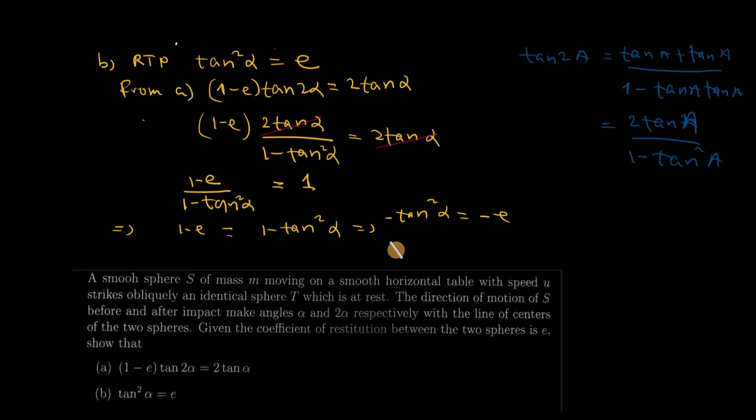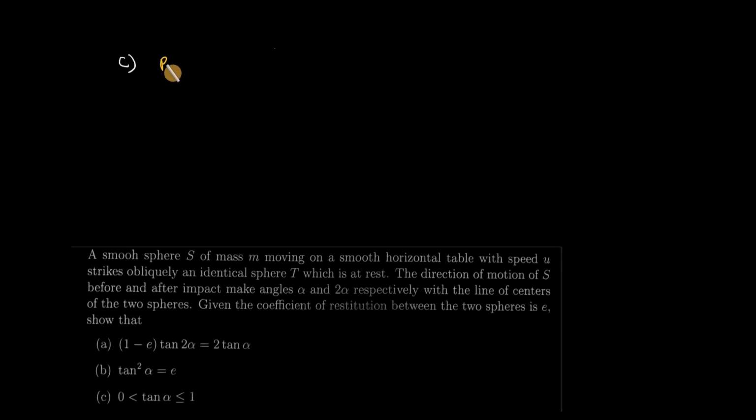Dividing both sides by negative will give me tan square alpha equals E, as required, and the proof ends. C. Required to prove that tan alpha ranges from 0 to 1.